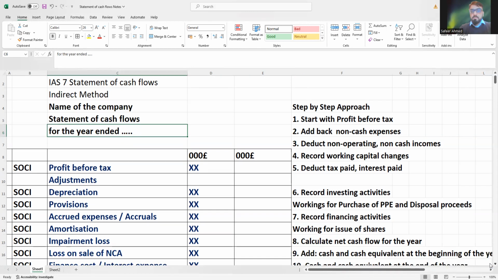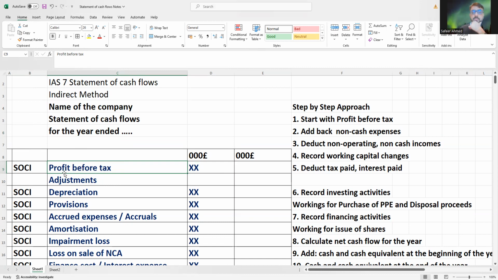So, step-by-step approach, and I will be showing you the pro forma on the side. You start with the profit before tax. Now this profit before tax, you will take it from the statement of comprehensive income. That's why on the left column, I have written the way you will find this information in a question as well. So you start with the profit before tax, and then you make adjustments.